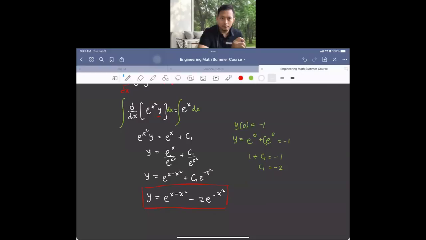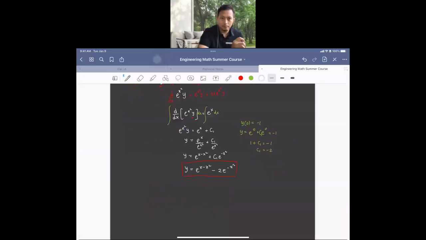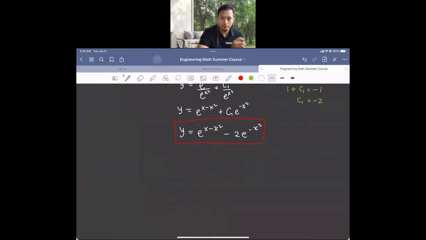Okay, let me give you some notes on what might happen in some cases. Let me give you a note here. Solve x y prime minus 4y equal to x to the power of 6 e to the x.